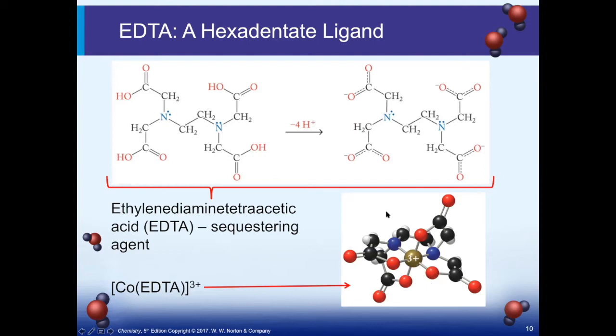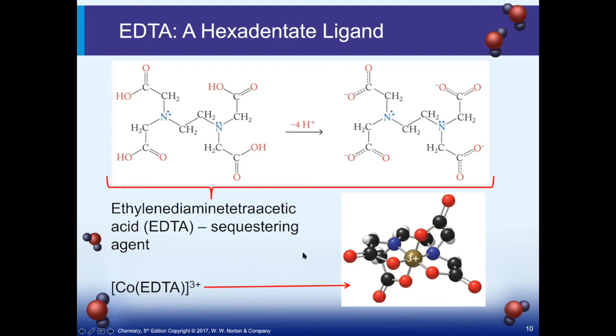So this is kind of like the example of a chelating agent. EDTA is a very common chelating agent. It just really wraps itself around that metal ion, and like I said, it's a very product favored reaction. So once that happens, it's challenging to remove the metal ion from this bonding arrangement.